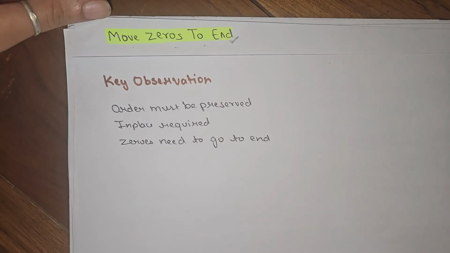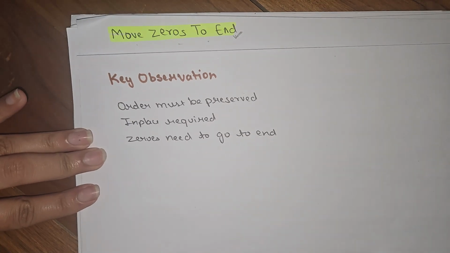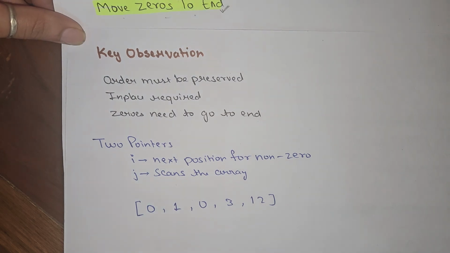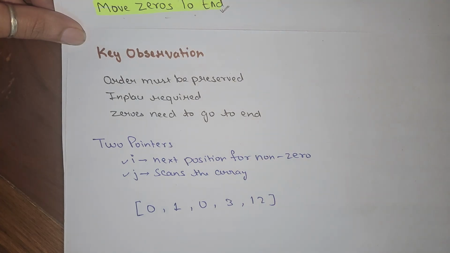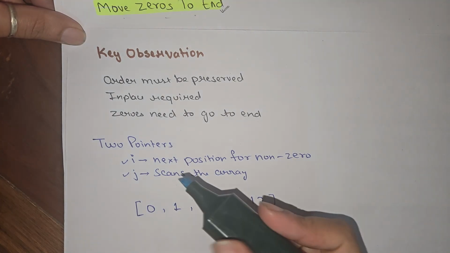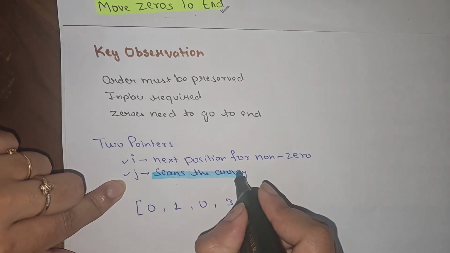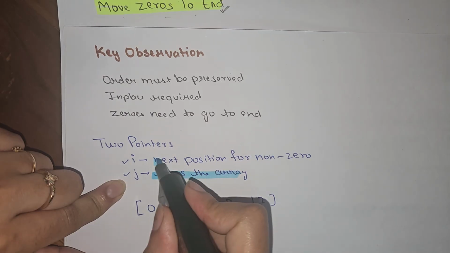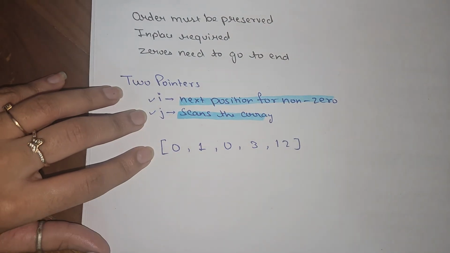So the two-pointer approach also does things in place. Let's discuss the two-pointer solution. There will be an i pointer and a j pointer. Pointer j scans the array, and pointer i is the next position for the non-zero element. Let's dry run how this will work on this input array.